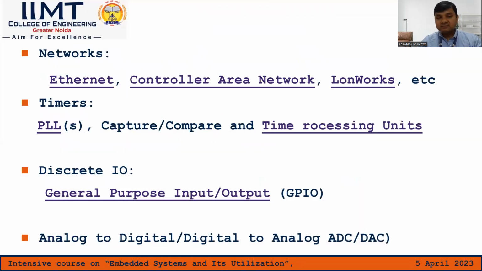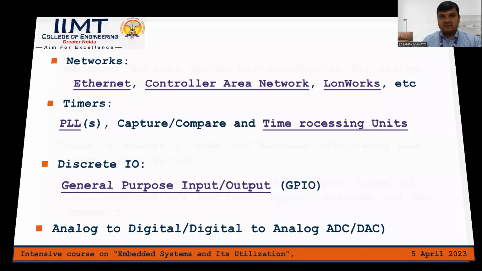In the network, we have Ethernet, controller, LAN, etc. For timers, PLL is there. Capture, compare, and time processing units are there. General purpose GPIO, analog to digital converters, and digital to analog converters are there.